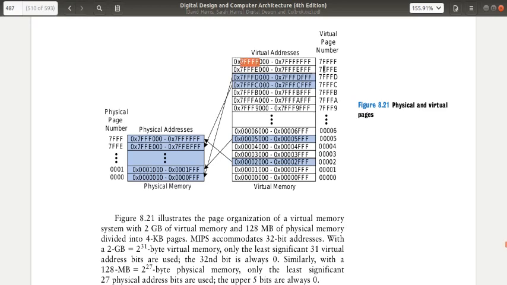That is here 7FFFE. This is the page number for this page. Here the higher 19 bits is 7FFFE. That is the same here also. It cannot change. It won't change. So the page number for this page is 7FFFE. Similarly, whichever page you take, the higher 19 bits will be showing the page number. So that is how this virtual page number is obtained.